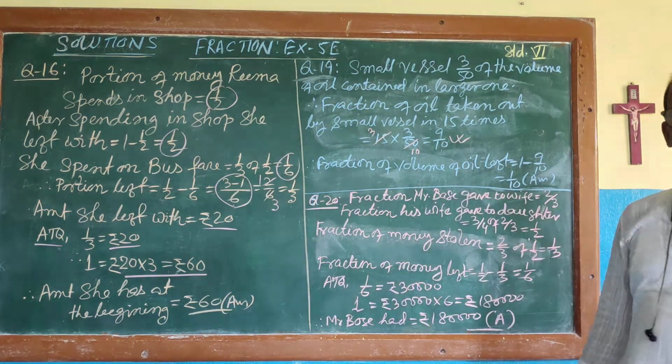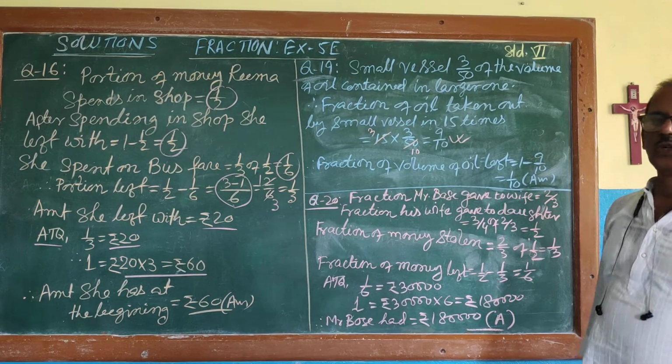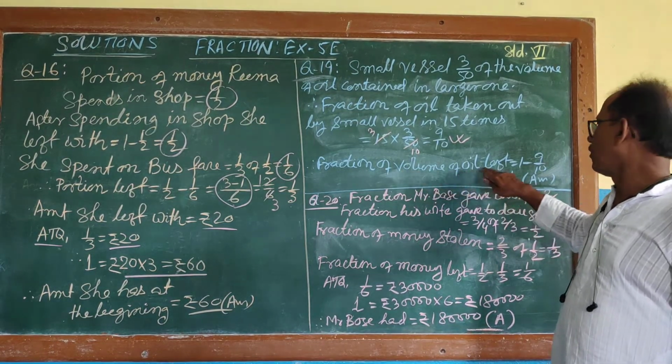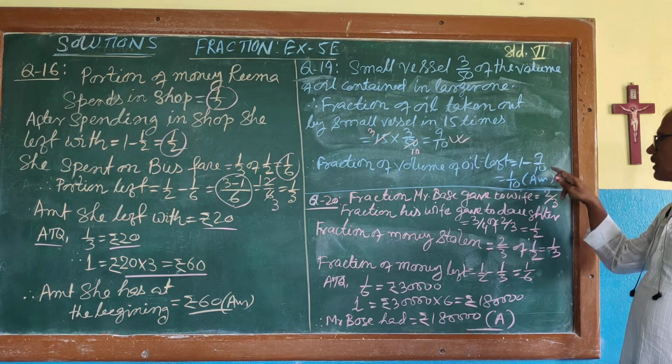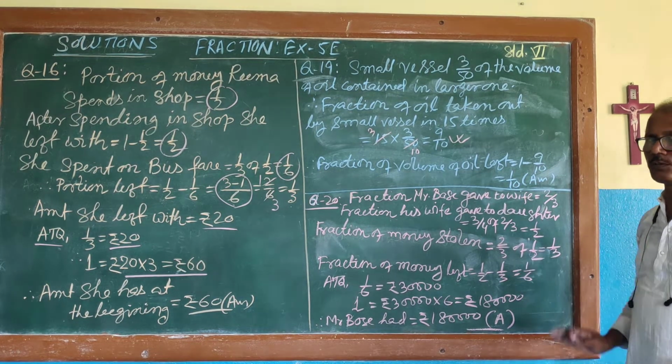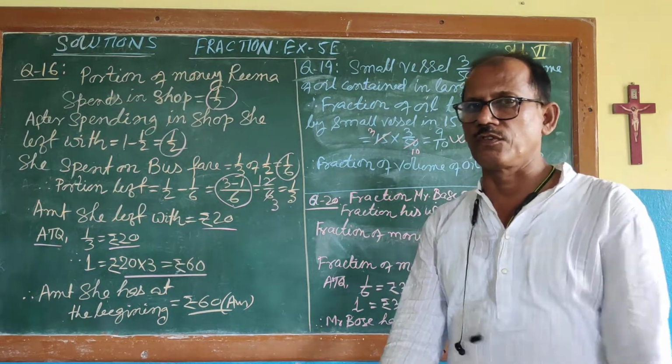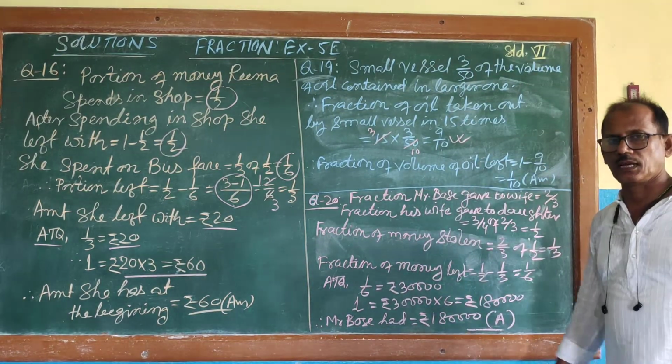How much oil is left? Total oil is how much? 1. So the fraction of the volume of the oil left is equal to 1 minus 9 by 10, which is equal to 1 by 10. I hope you have understood. This question was a little confusing. If you understand, it's clear. I hope now it is clear.